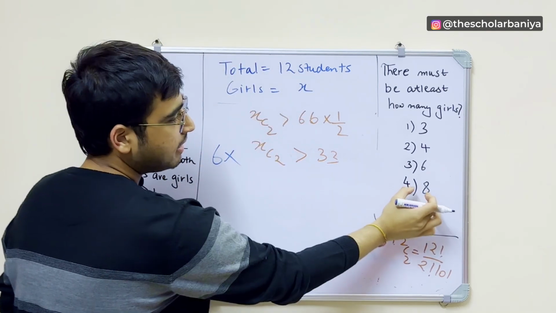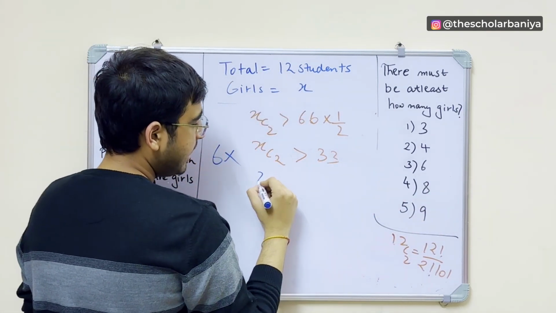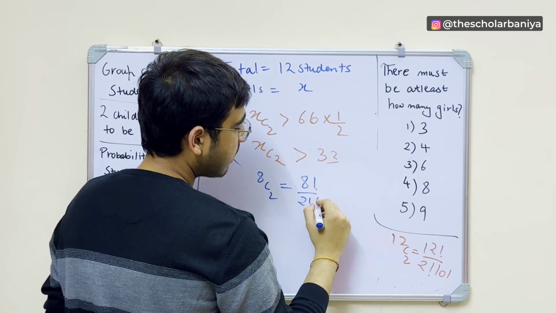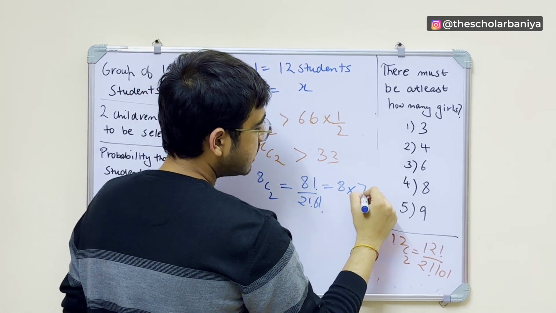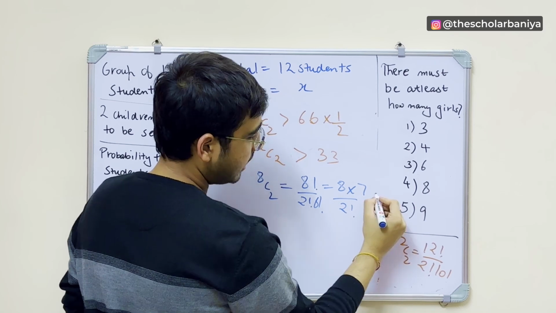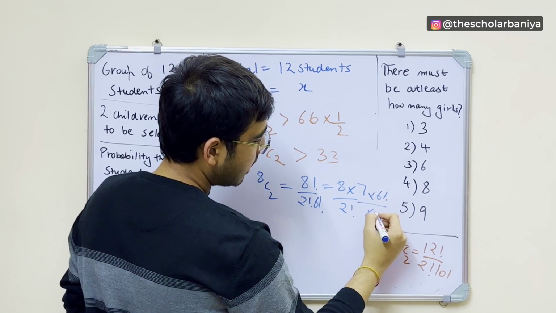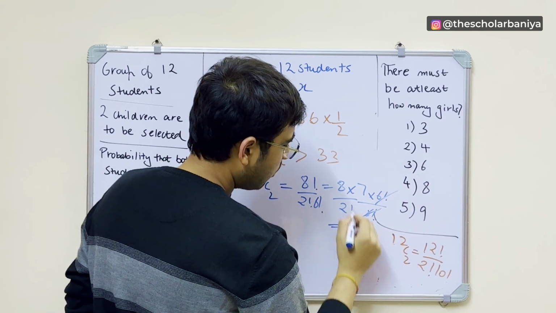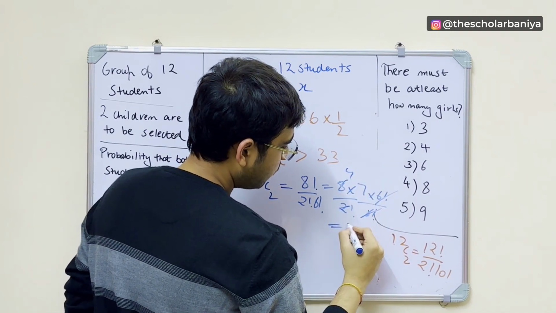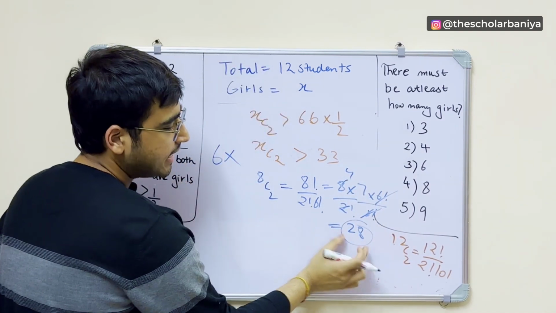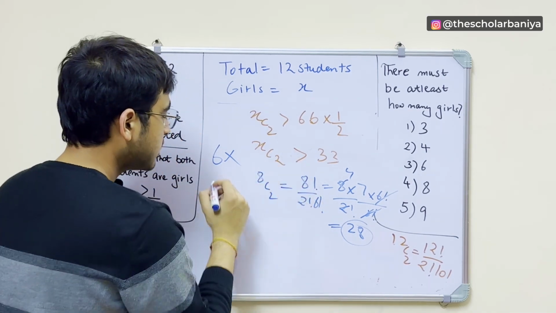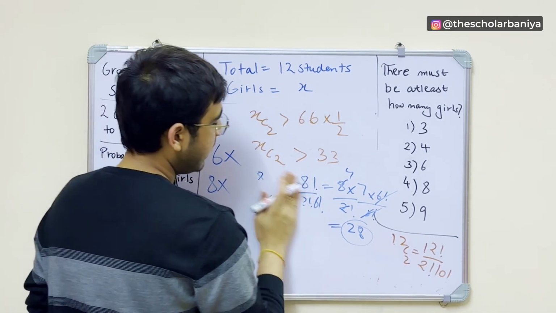Now, for example, let's take 8, right? So 8C2, what is 8C2? 8 factorial upon 2 factorial, 6 factorial. This becomes 8 into 7 into 6 factorial upon 2 factorial, 6 factorial. I mean, all of this is pretty basic solving, so I'm not wasting a lot of time. So you get 28, right? And 28 is again less than 33. So 8 is also not possible, right?